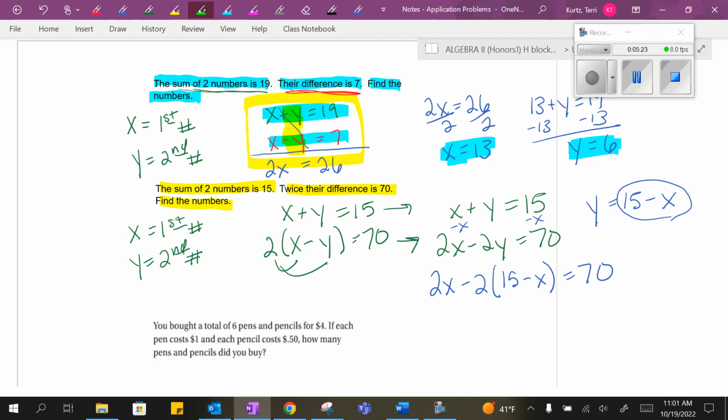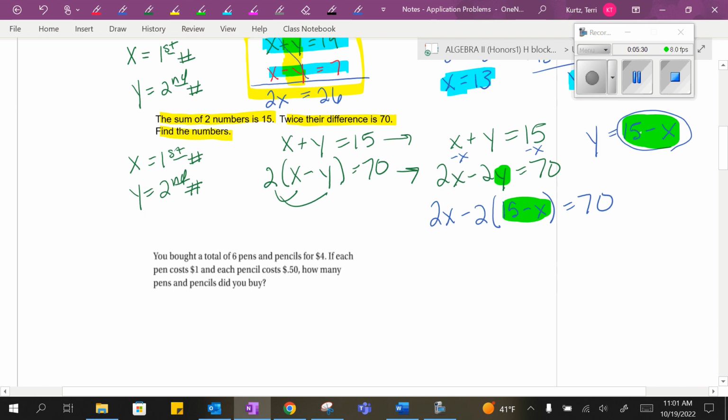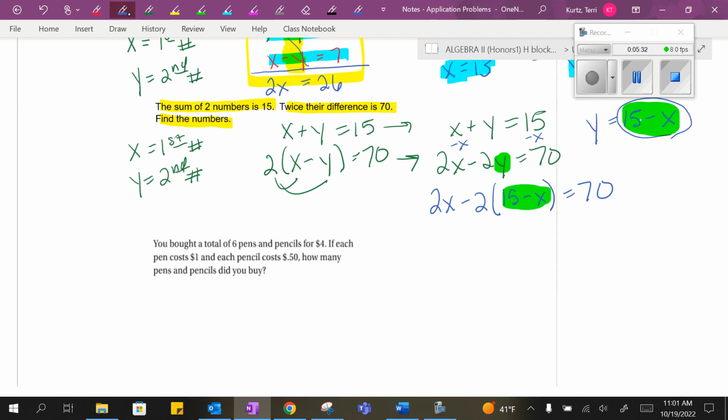So you can see I took this 15 minus x, and I put it in for y in this equation. And now I'm going to solve. I get 2x. Now I'm distributing that negative 2, so I get 2x minus 30 plus 2x equals 70. So be super careful. Some of you had some issues with distributing on your quizzes. So you want to make sure you take care of your signs.